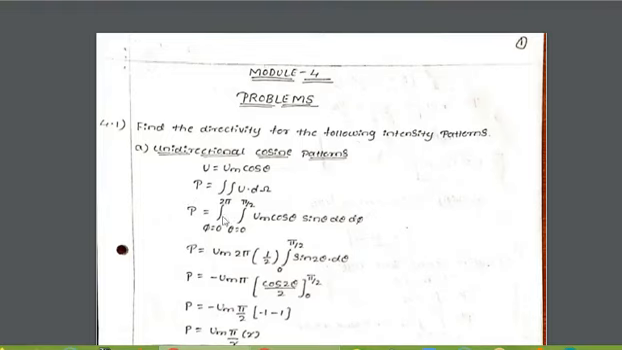So how do we fix the limits? You know the value of theta: theta is going to vary between 0 to pi, as I told in the previous classes also. Phi is nothing but the azimuth angle, and phi is going to vary between 0 to 2 pi. Theta is the polar angle, which varies between 0 to pi.